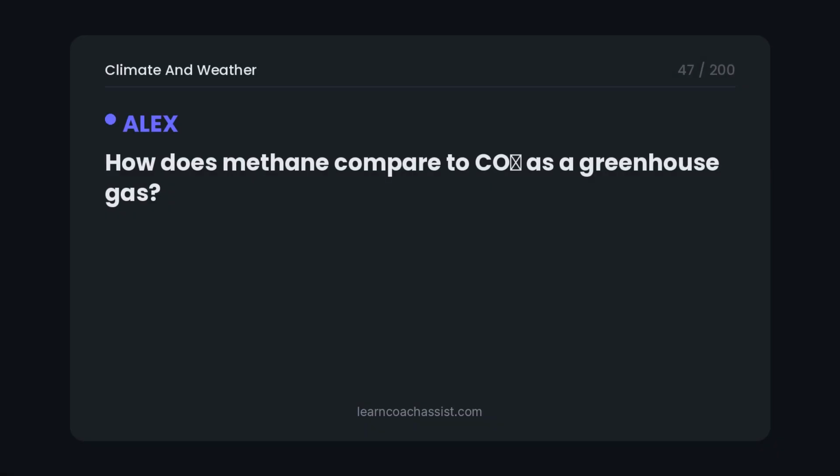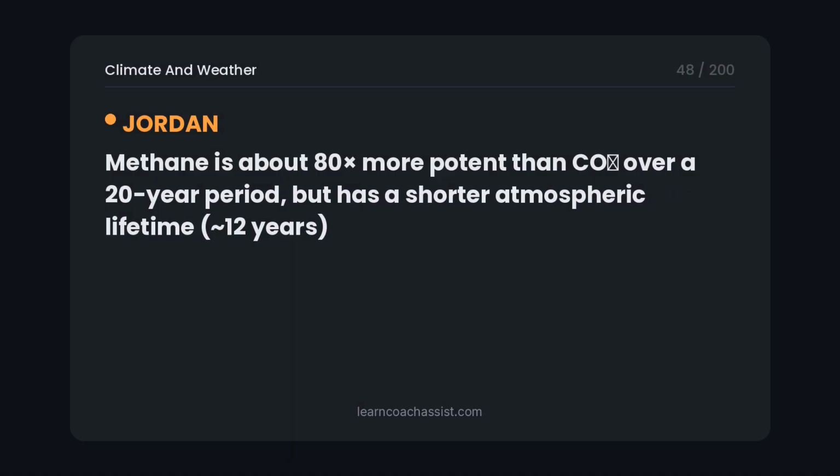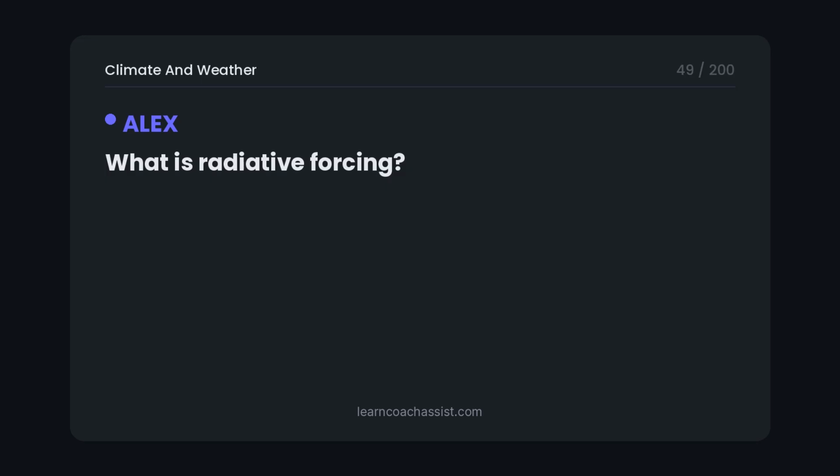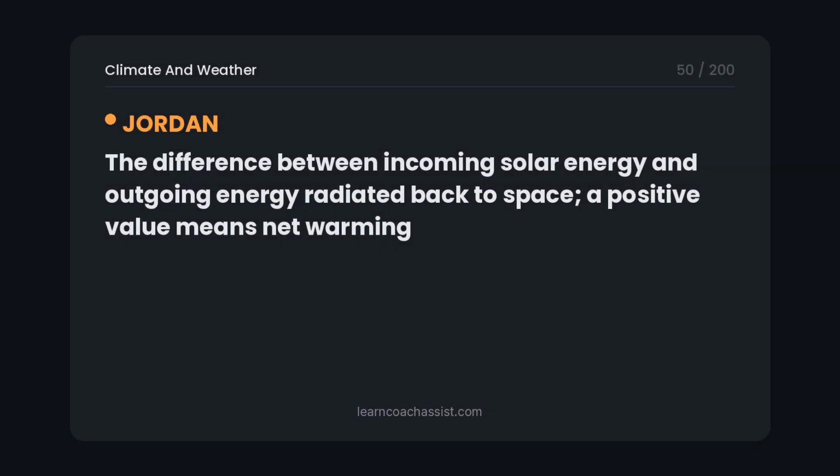How does methane compare to CO2 as a greenhouse gas? Methane is about 80 times more potent than CO2 over a 20-year period, but has a shorter atmospheric lifetime, 12 years. What is radiative forcing? The difference between incoming solar energy and outgoing energy radiated back to space. A positive value means net warming.